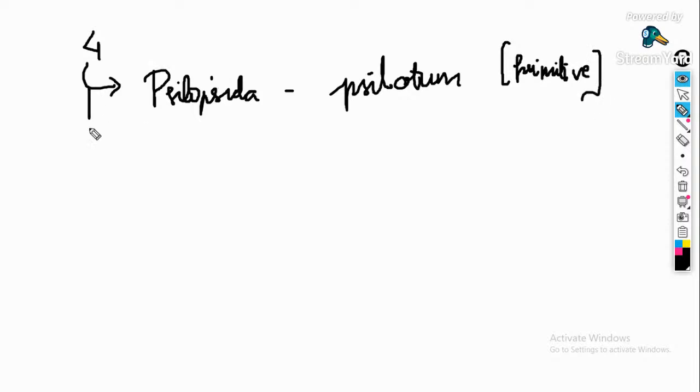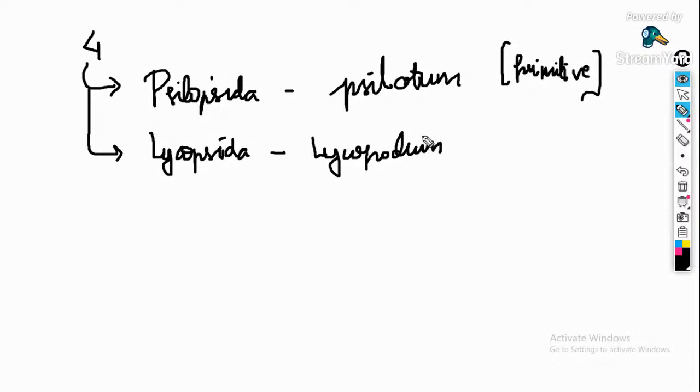The second classification is Lycopsida, for example Lycopodium. It is known as the club moss. In biological classification, we have learned of club fungi. Now we are learning the club moss, that is the Lycopsida.